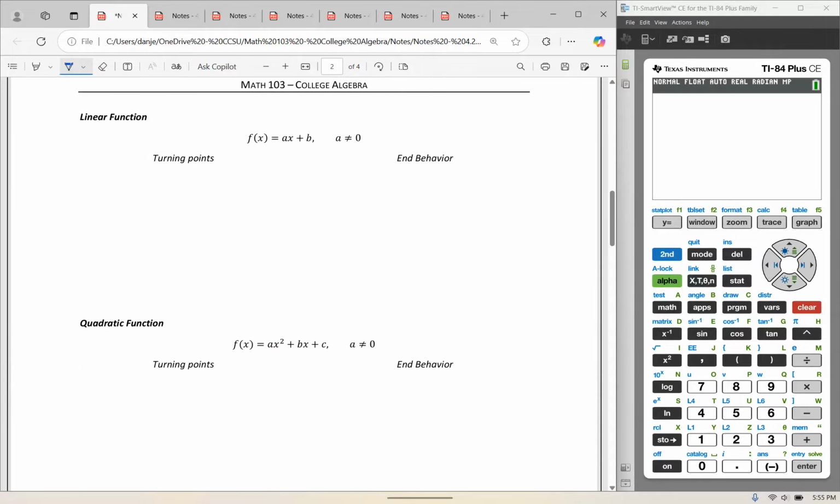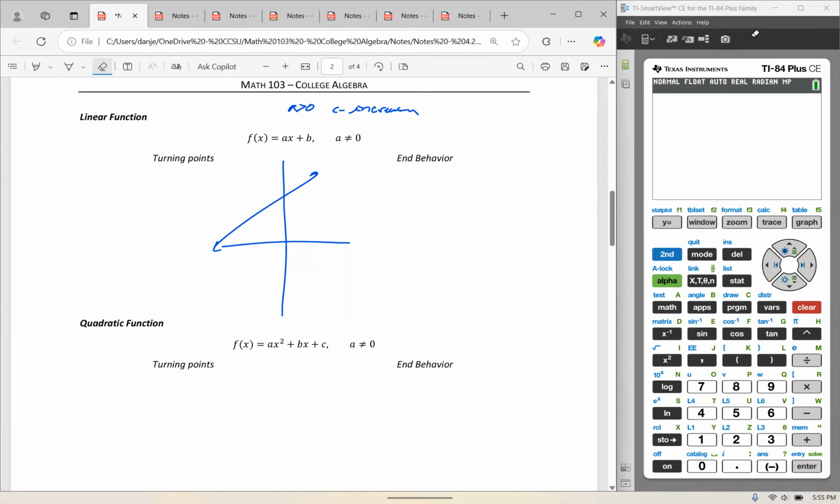If I have a linear function, okay, and I'm going to assume in all of my examples that a is positive. So first of all, a is positive. If a is positive, we have what we call an increasing function. So a linear function, if a is positive, is going to be going up. Actually, I'm going to make that graph smaller.